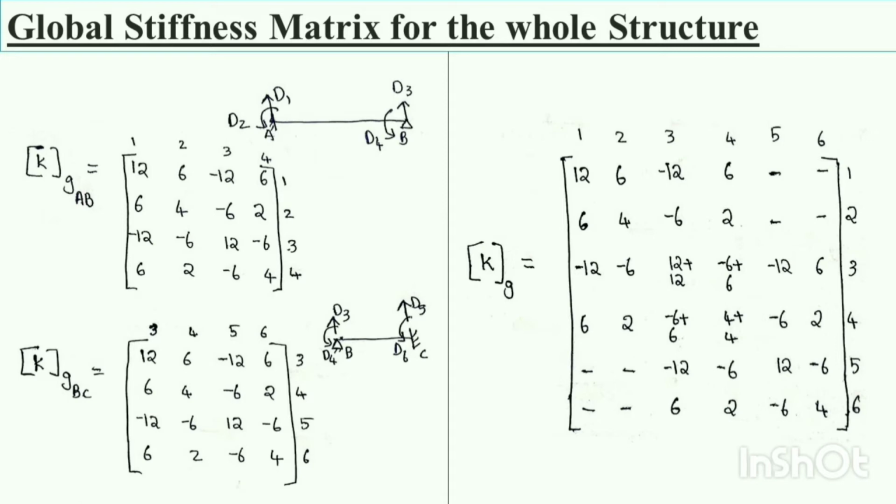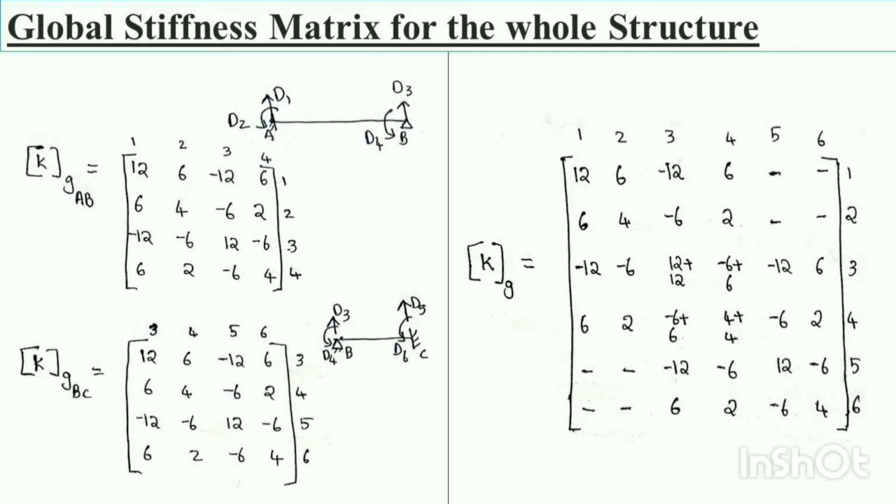So, in the global stiffness matrix of the whole structure Kg, the element 3,3 will be 12 plus 12, that is 24. And element 3,4, third row, fourth column, will be minus 6 plus 6, minus 6 from KGAB and plus 6 from KGBC. So it will be 0. And 3,5 will be minus 12, which is from KGBC, and 3,6, third row, sixth column, will be 6, which is also from KGBC.